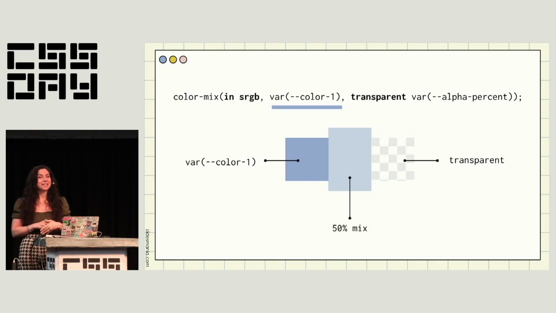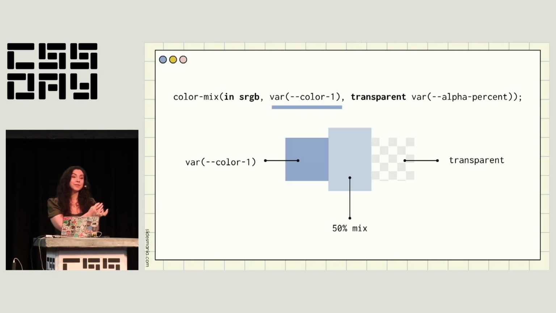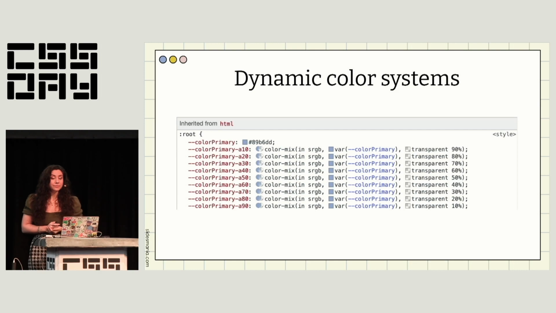And one cool thing with Color Mix is that it enables you to now preserve your brand colors, like your brand blue, and then create variations of them. So you can create things like semi-transparent variants, and the way to do that is to mix a color with transparent in the sRGB color space, like this. So this is like a 50% mix. And you can create entire theming systems this way by using these new functions in DevTools, which is awesome.